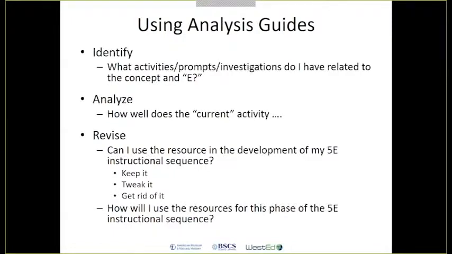Then you're going to analyze it. How well does the activity fit into the 5E model? If it mostly fits, maybe you need to revise or tweak it a little bit. Maybe it fits perfectly and you're going to keep it, or maybe it didn't fit as well as you thought and you're going to get rid of it. But you'll find out after you compare it to the guide.